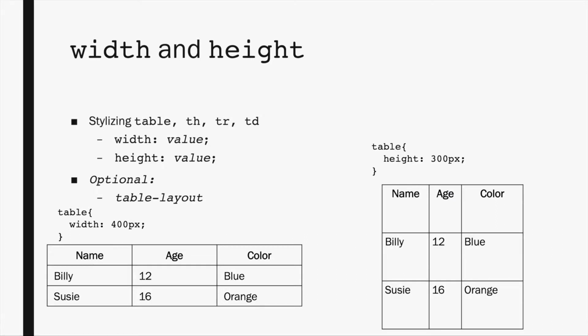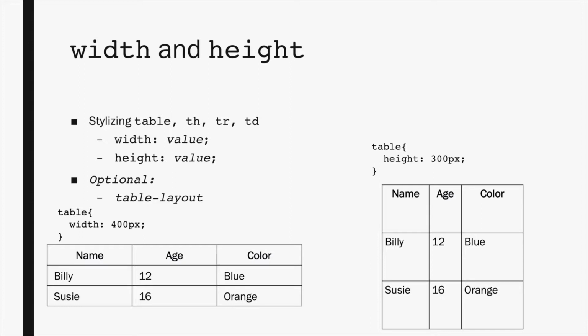You can also set width and height for your tables, table headers, table rows, and table data by just specifying the width and the height as a numerical value. You can also use table-layout, which I'll get to in the Code With Me videos. For example, if you set a table width of 400 pixels, then the table will take up the necessary space in order to fill up 400 pixels, automatically calculating how much space each column should take up.